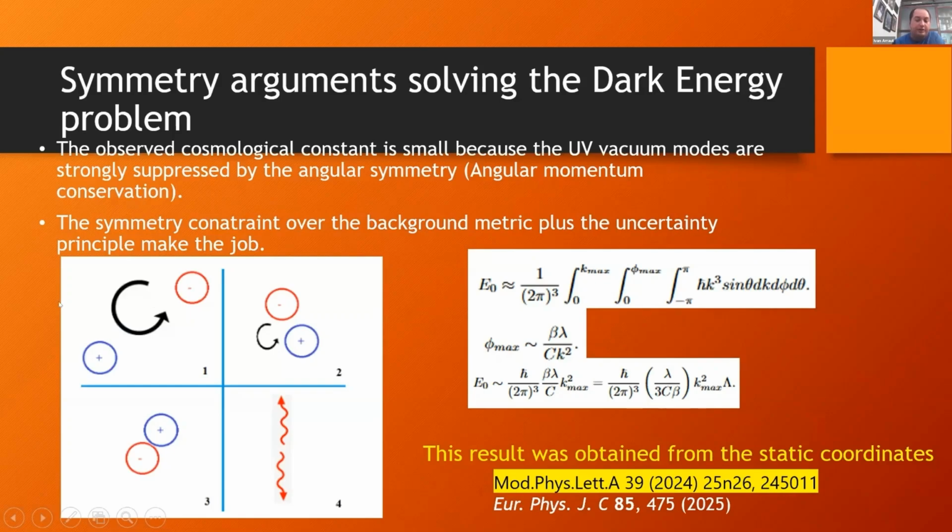And this has a physical interpretation. It means that the ultraviolet modes cannot live long enough to cover enough phase space, while the infrared modes live long enough to cover the phase space. That's why the ultraviolet modes don't contribute.